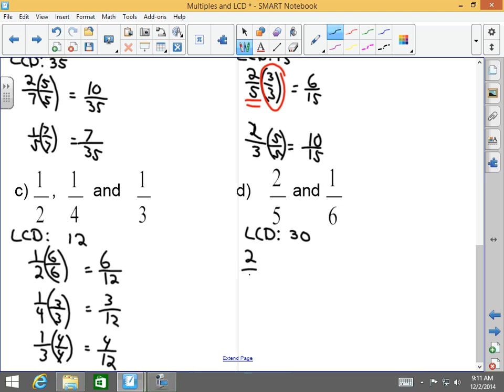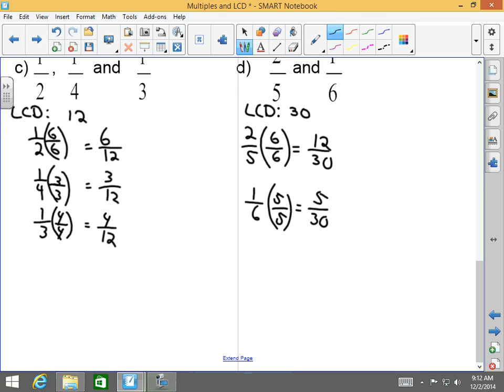Now, I've got to convert 2/5 into something over 30 and 1/6 into something over 30. What did I multiply to 5 to get to 30? 6. So I must multiply 6 to the numerator as well, giving me the equivalent fraction 12/30. Very good. What did I multiply to 6 to get to 30? 5. So I must multiply 5 to the numerator, giving me the equivalent fraction of 5/30. Does that make sense, gentlemen? Questions on this, gentlemen?